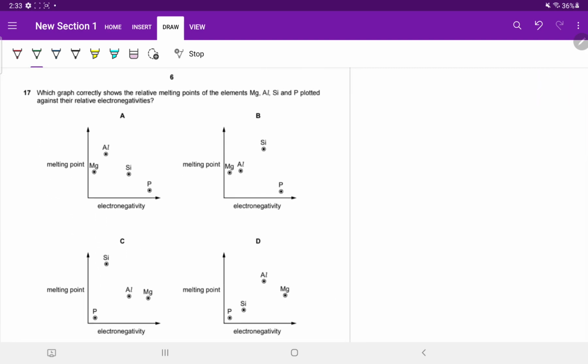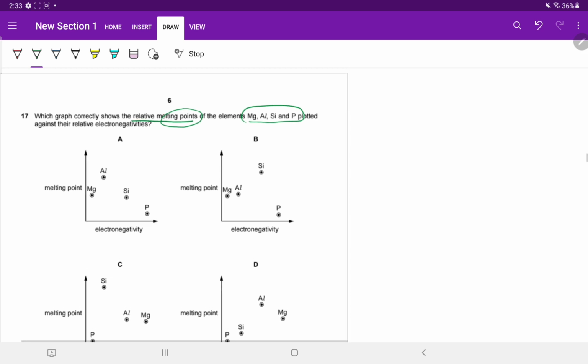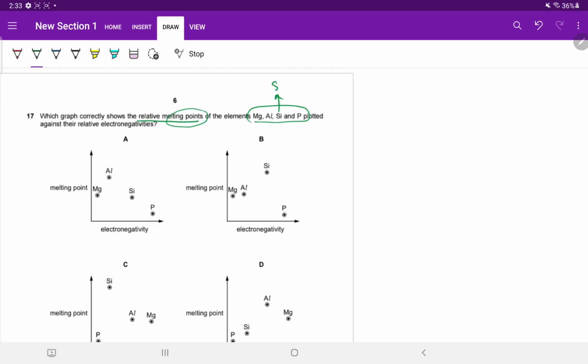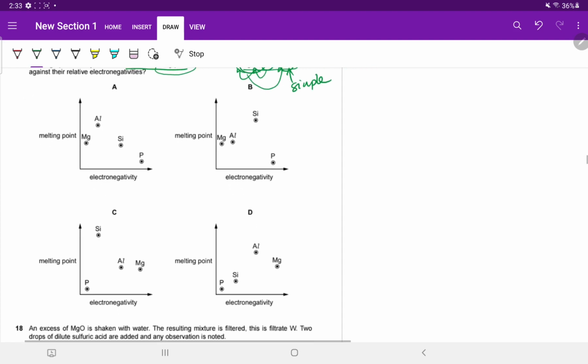Question number 17. It says which graph shows the relative melting points of elements magnesium, aluminium, silicon, phosphorus plotted against the relative electronegativities. So over here we know that silicon will have the highest melting point because this is a giant molecular structure. Okay, so silicon will have the highest, followed by aluminium, then magnesium, and finally phosphorus because this is a simple molecular. Magnesium and aluminium have metallic bonds which are very strong. Aluminium has more electrons in the valence shell, so aluminium will have a higher melting point than magnesium.